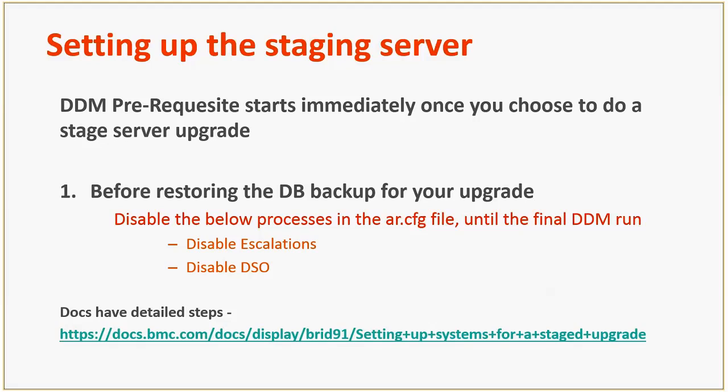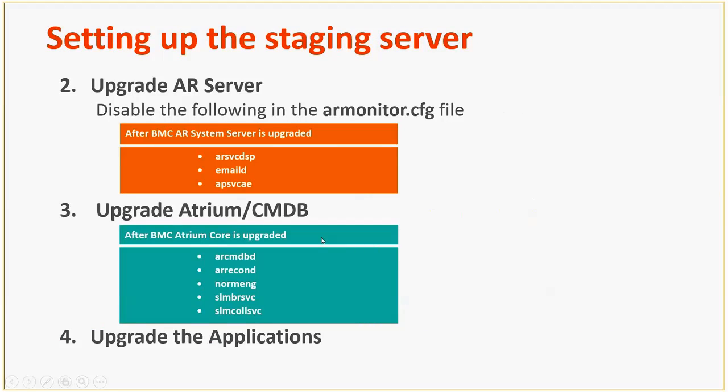For detailed steps on how to set up your staging server and different methods to do so, see the documentation link on this page. As soon as you upgrade the AR server, you should also disable the AR server services. And then after upgrading AR, Atrium, and SeamDB, you need to make sure that SeamDB processes, SLM, and other processes are turned off. After you upgrade your applications, you should be able to take a backup wherein you have restored your DB backup, you have performed the upgrade, and nothing else is running on the box.